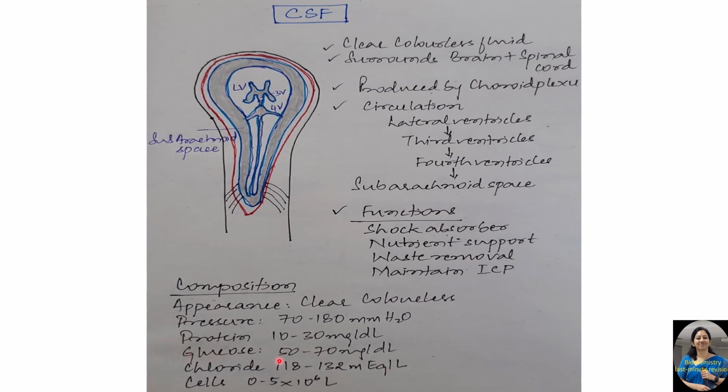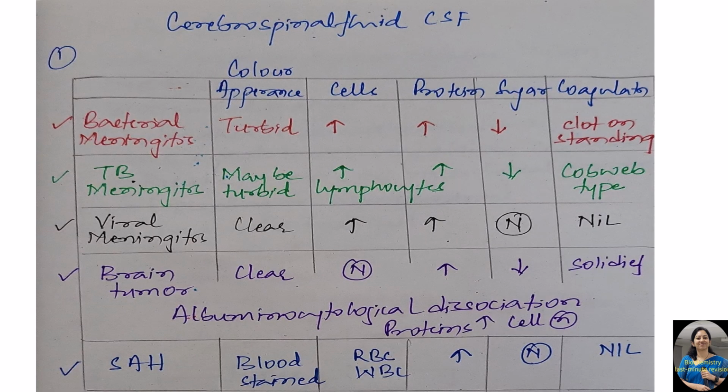Now check out glucose, which is around 50 to 70 milligram per deciliter. This is because glucose enters the brain and the spinal cord through the GLUT1 transport protein. Now this glucose is continuously required by the brain for its metabolic needs, so the levels are always very less when compared to the plasma. Coming to the cells, there are only 0 to 5 into 10 power 6 per liter of the different types of cells seen in cerebrospinal fluid.